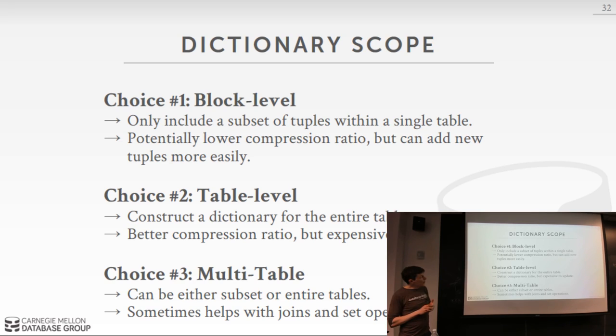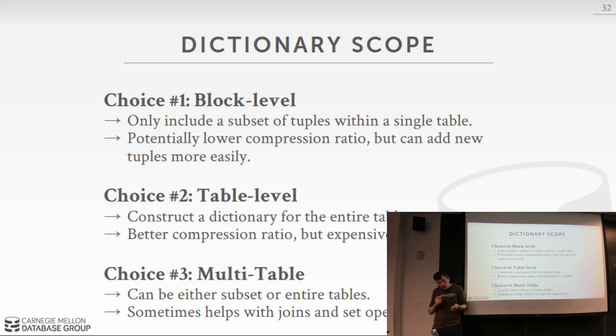So last, the design decision is what's the scope of our dictionary? This is sort of like the granularity we talked about before. We can still do compression on a column, but the question is how much of a column we should look at. What's probably the most common way to do this is block-level compression. The idea here is we take a subset of tuples in a single table, and we build our dictionary just for that block. And then if there's another block, it has its own dictionary and its own compression scheme.